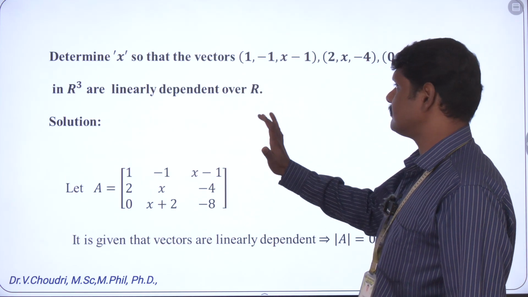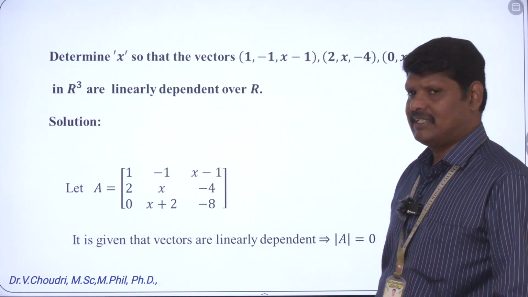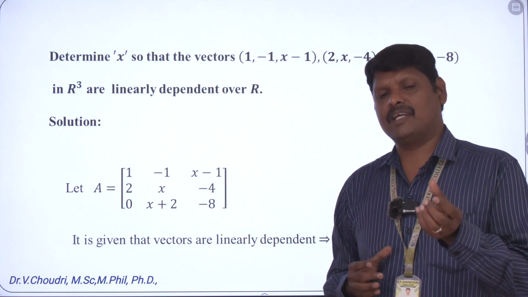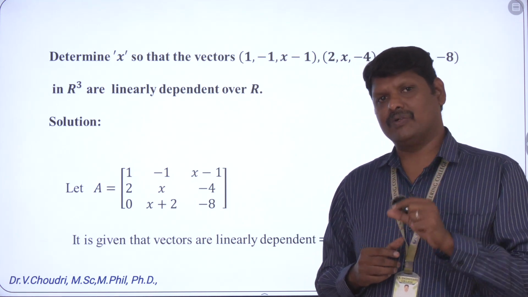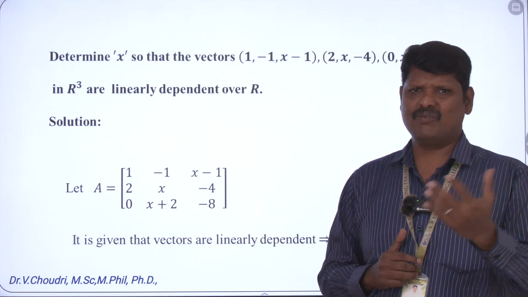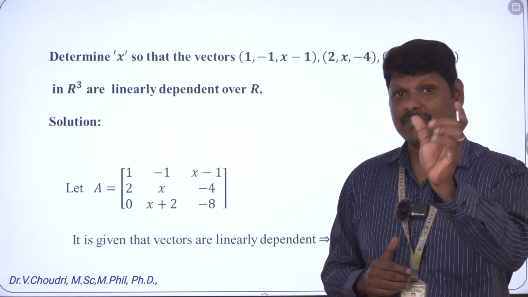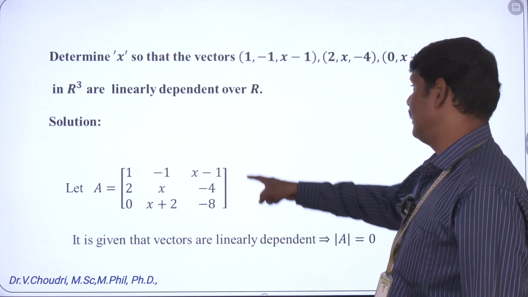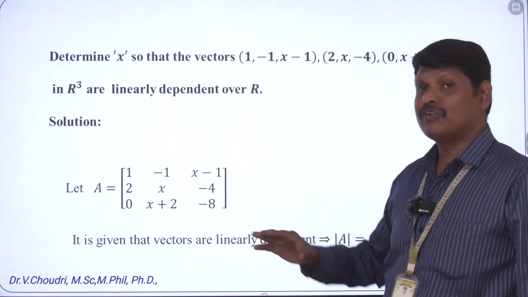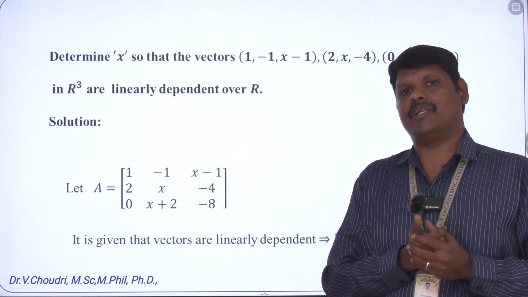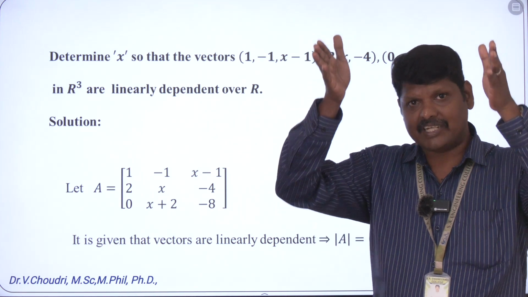Clear? Okay. Second, sometimes in these vectors they may fix one unknown value x or a, b, c, whatever it is. You need to find out the unknown value with some condition. What is the condition? Linearly dependent. When you know that the vectors are linearly dependent, when you form the determinant.